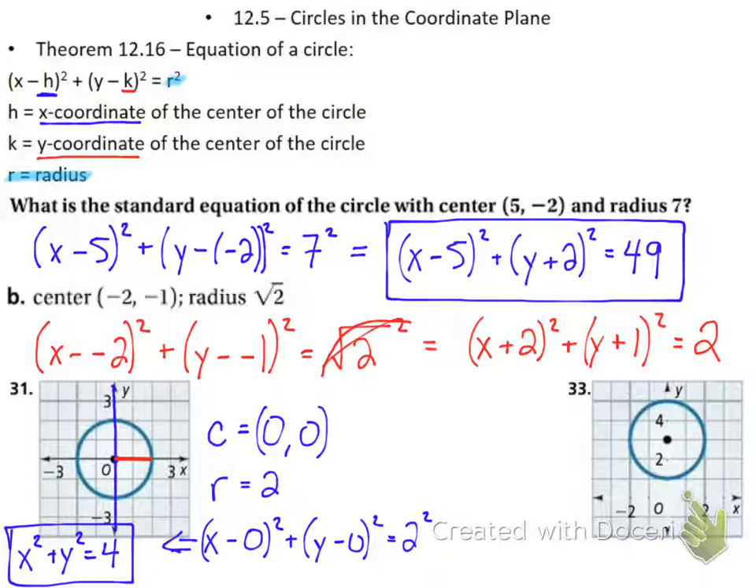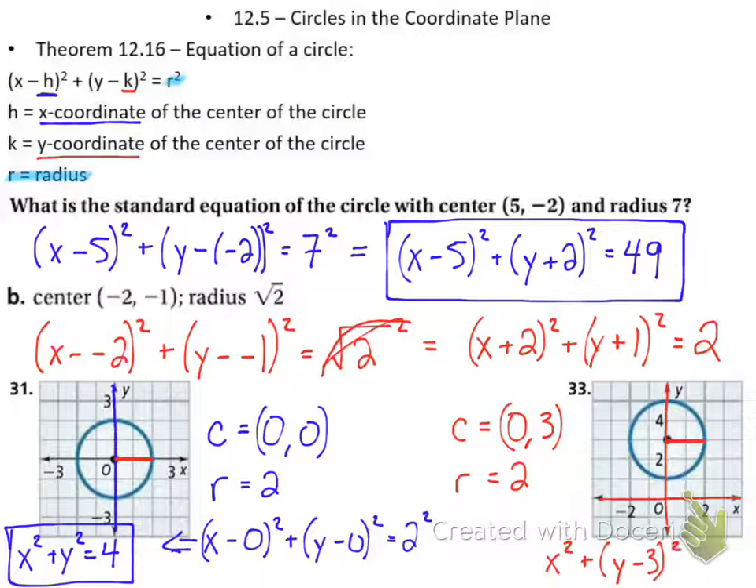Same thing with the problem over here. Again, my y-axis didn't really show up very well, and neither did my x-axis. So my center of this circle, C, is going to be equal to 0, 3. And then my radius, again, I can just go from the center of the circle off to the right. It's 2 spaces, and so my radius is going to be 2 again. So when I write my equation, I can go x squared plus y minus 3 squared is equal to 2 squared, which is 4.